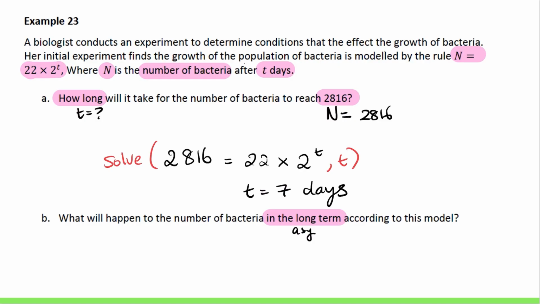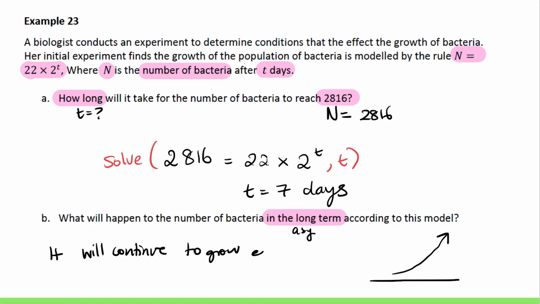So we kind of just need to think about what kind of an equation this is. This is 2 to the power of t. It's just an exponential, and then it's times 22. So all that's really happening is that it's just a graph, and it's just going to keep growing forever. There's no asymptote there. The asymptote would be at 0. So it is going to continue growing, and that's all we need to say. So it will continue to grow exponentially.